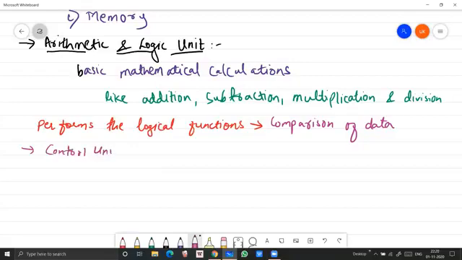Control unit. What is the control unit, students? Now, this unit is the backbone of computers. As we are saying that CPU is the brain of the computer, so control unit is the backbone of a computer.